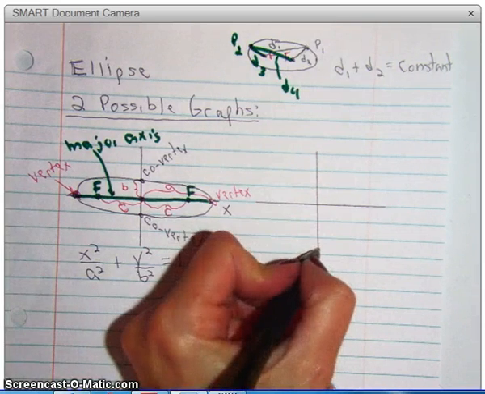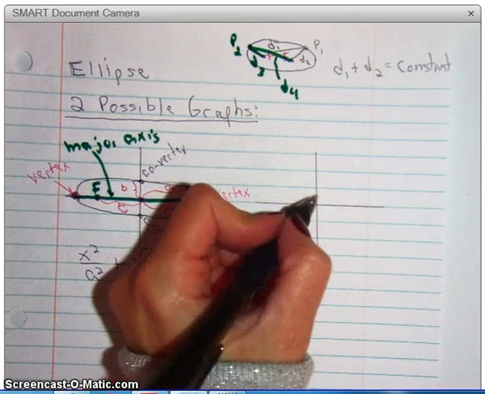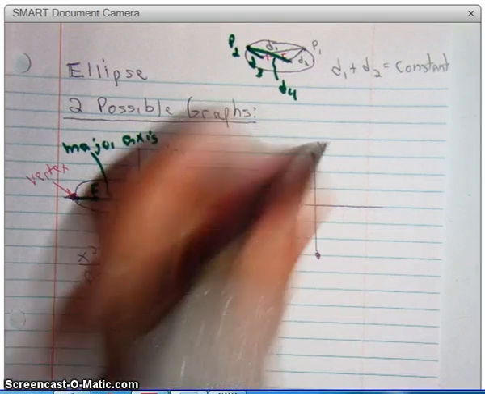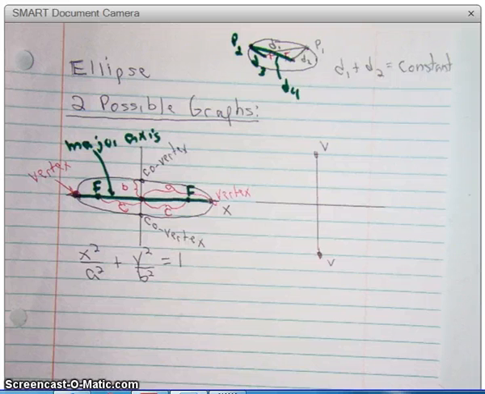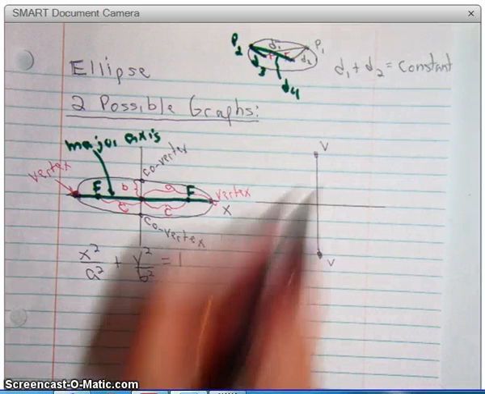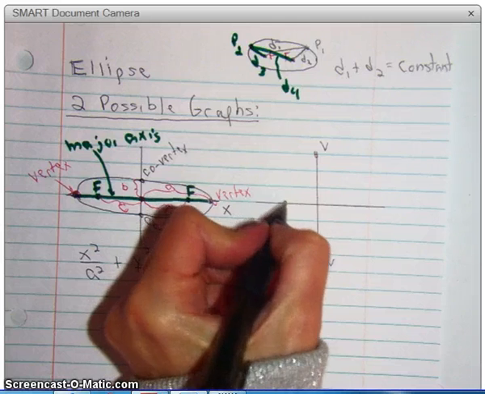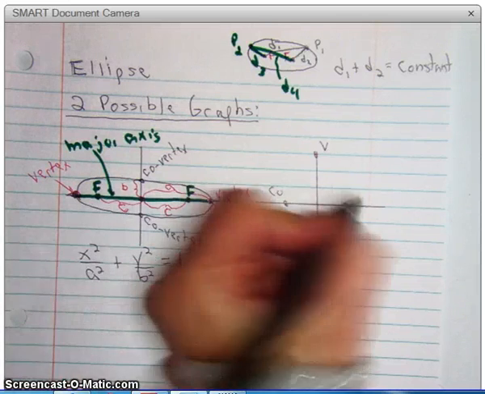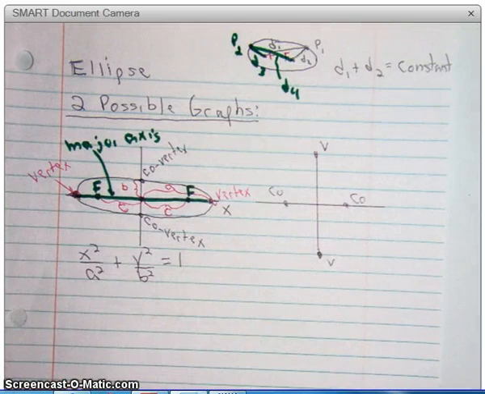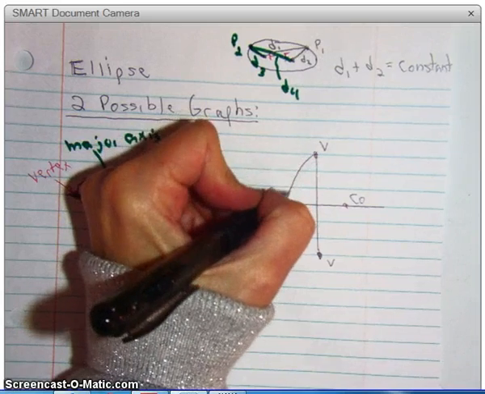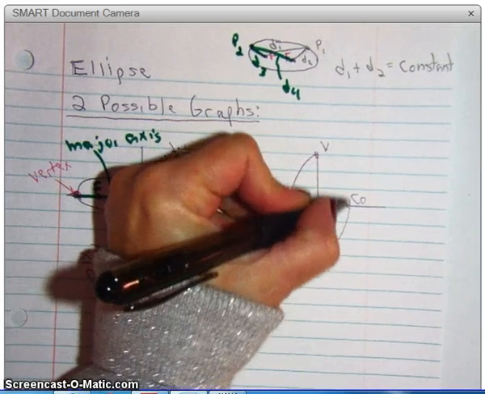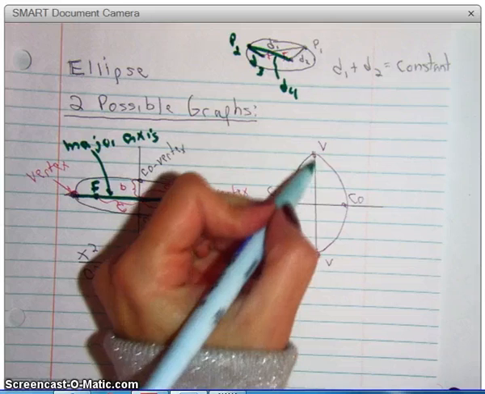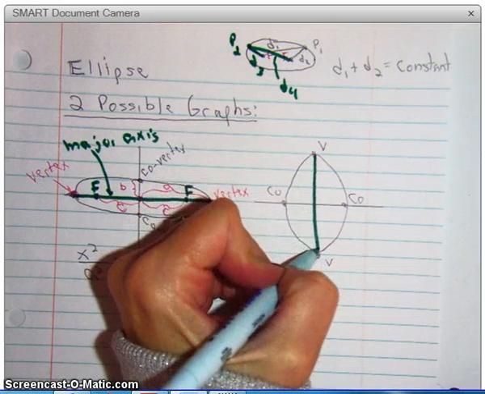That's when your y-axis is your major axis. So vertices are there. And the major axis, guys, is just the longer axis. The co-vertices would be about there. And then go ahead and draw your ellipse. So now the y-axis is the major axis.